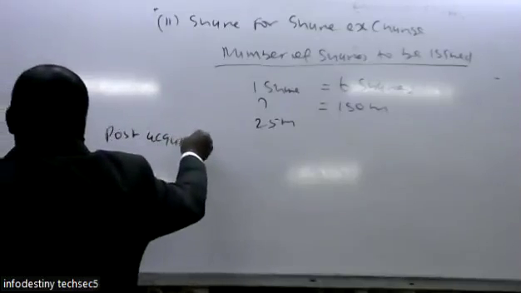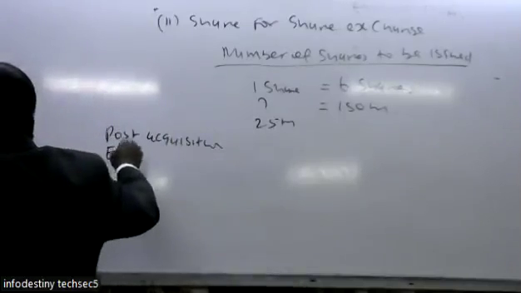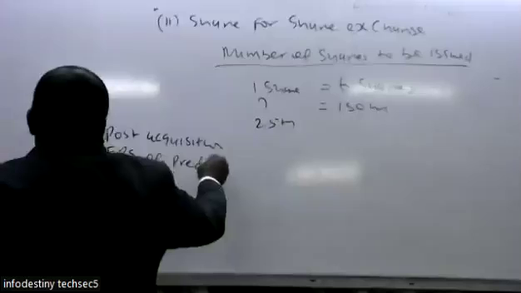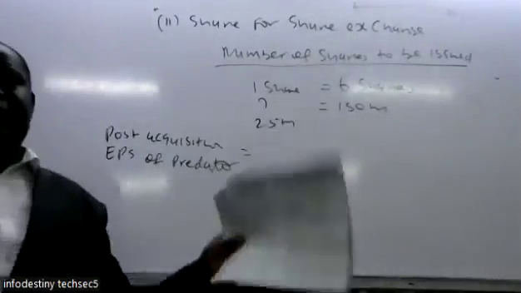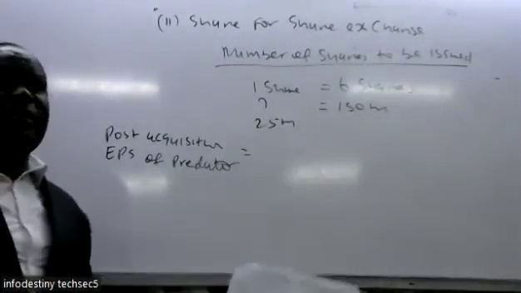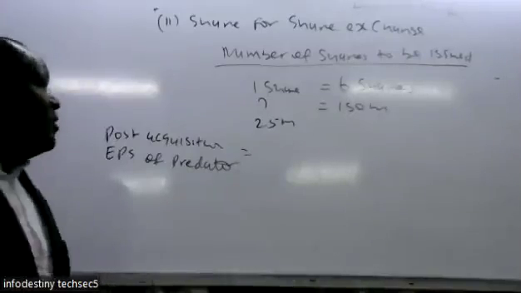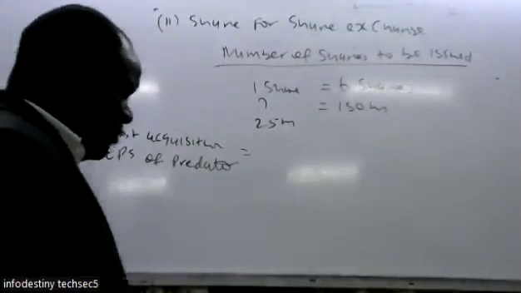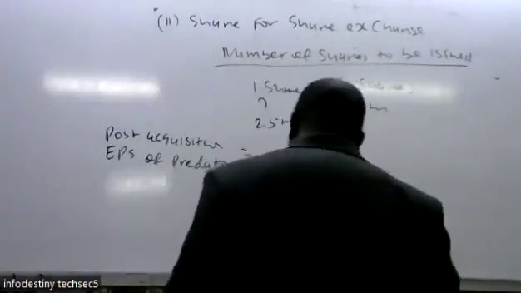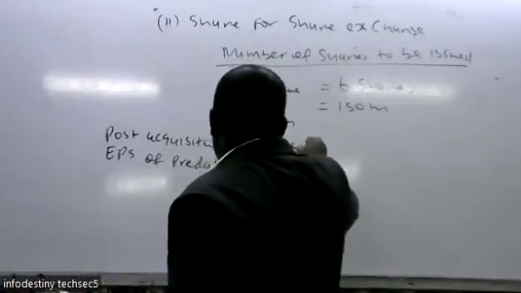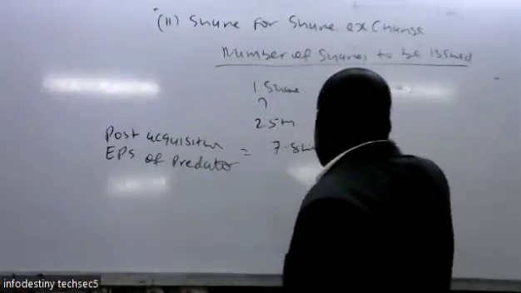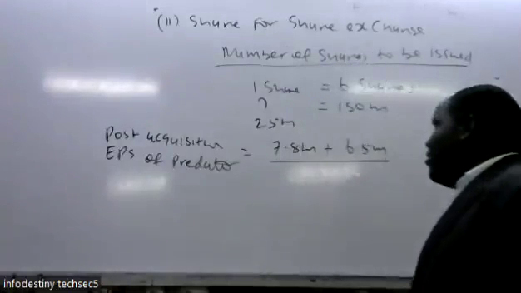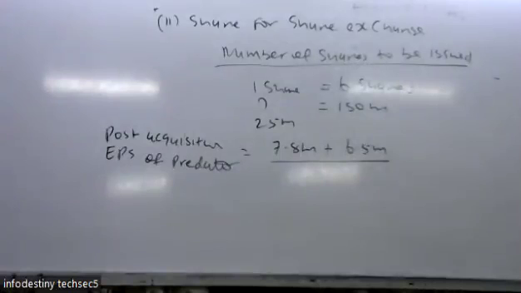So now we are calculating the post-acquisition earning per share of the predator. Remember the formula, when it is share for share exchange, it is combined earnings divided by the number of the shares of the predator plus the new shares to be issued. Combined earnings are the profit attributable to the ordinary shareholders: 7.8 millions plus 6.5 millions.